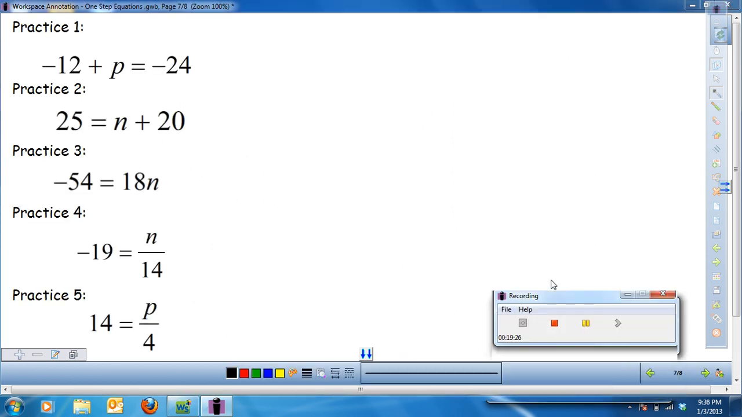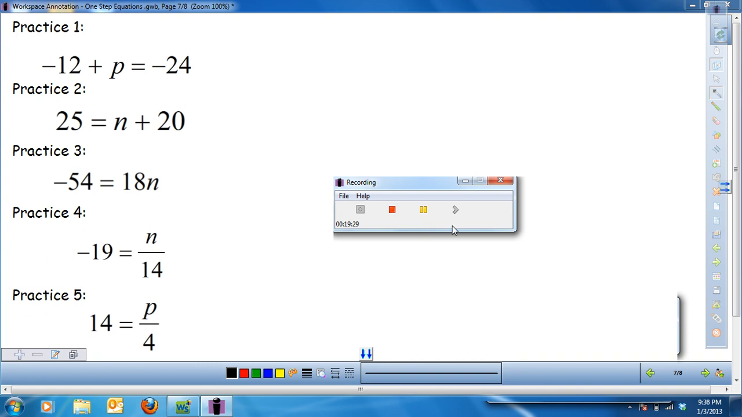So at this point, go ahead and copy down these practice problems, pause the video, do the practice, and then when you're ready, press resume, and you will see the answers.